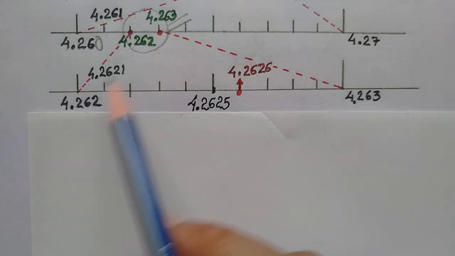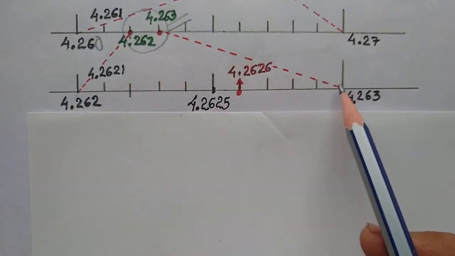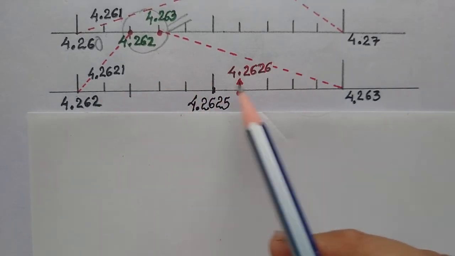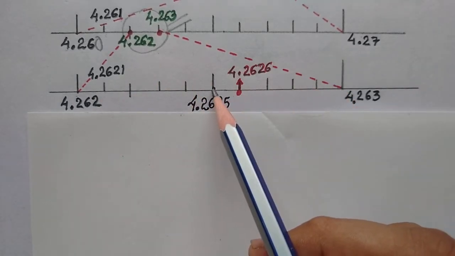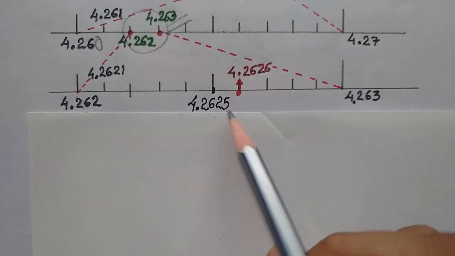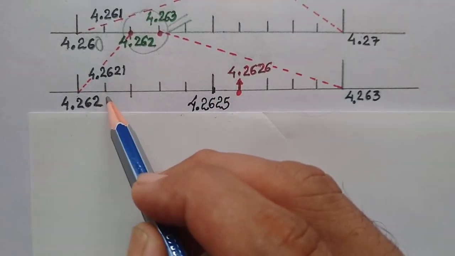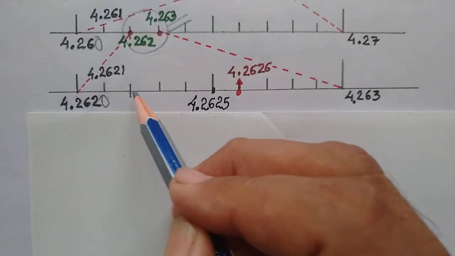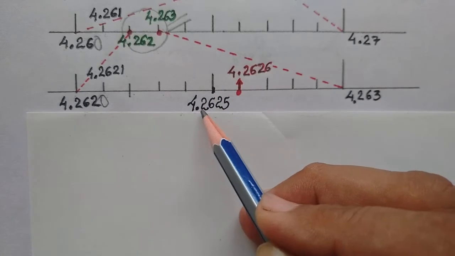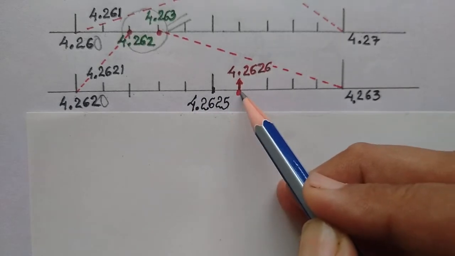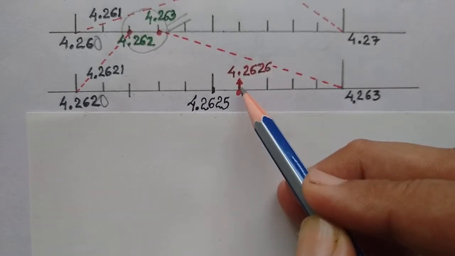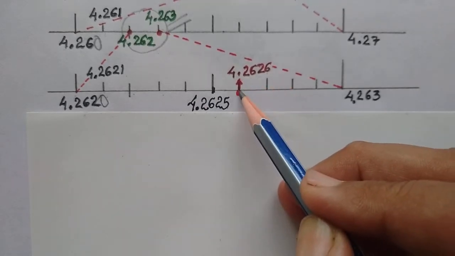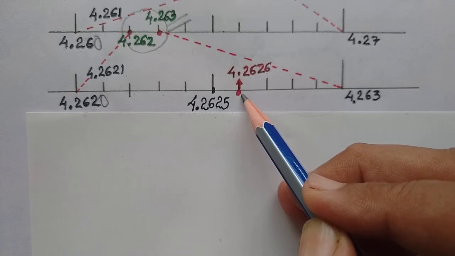Okay, 4.262 is here, 4.263 is here, and here are 10 equal parts: 1, 2, 3, 4, 5, and here is 4.2625, children. Starting here, suppose you put 0, then it is 1, 2, 3, 4 and 5, so it is 4.2625, and this is in red, I have used red ink for 4.2626. This is our exact number, children.